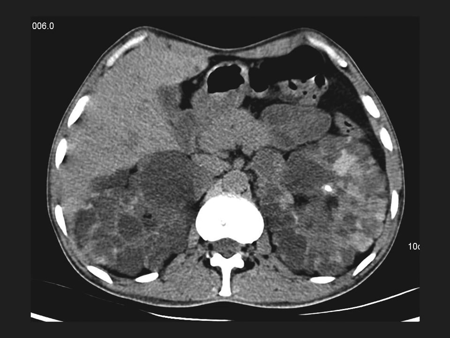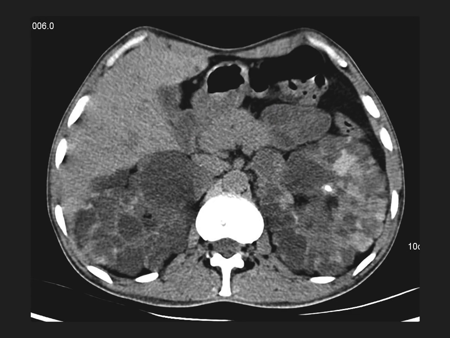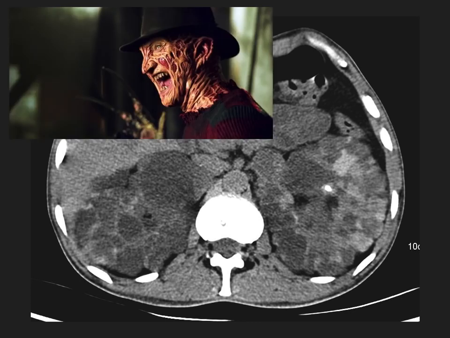So how I think of this is that these kidneys look to me like the villain Freddy's face. It's all big circles and ugly looking and big and scary, and I'm just like, this is a Freddy polycystic kidney disease. So again, what you saw on this slide is massively enlarged kidneys bilaterally, filled with cysts, mixed areas of hyper and hypodensity.